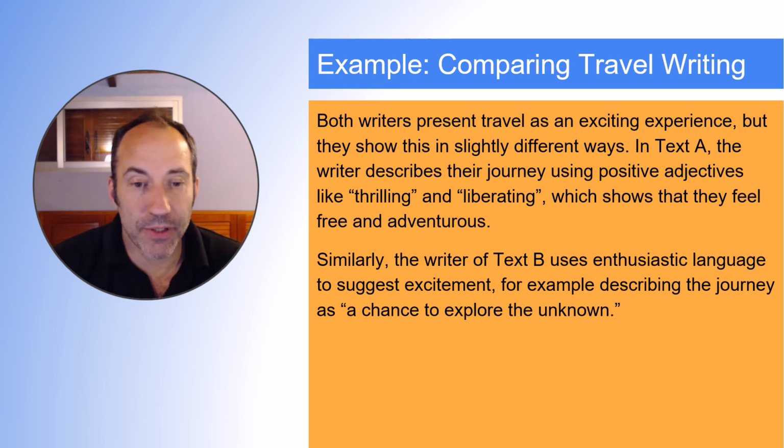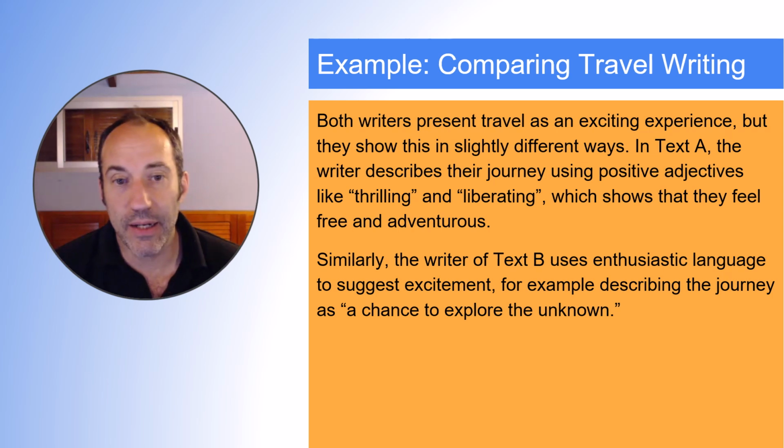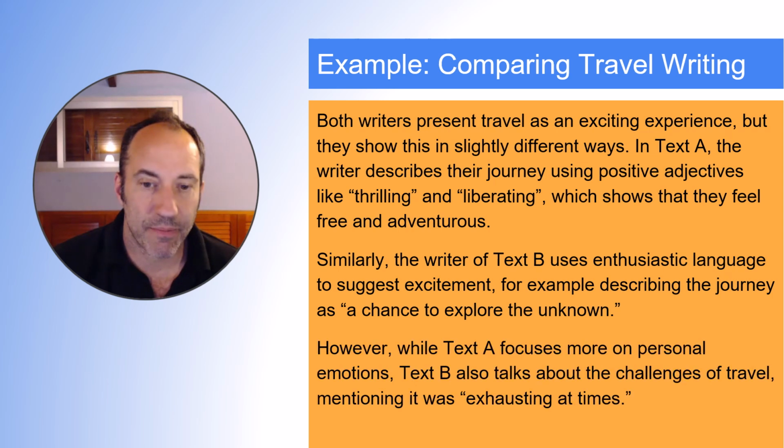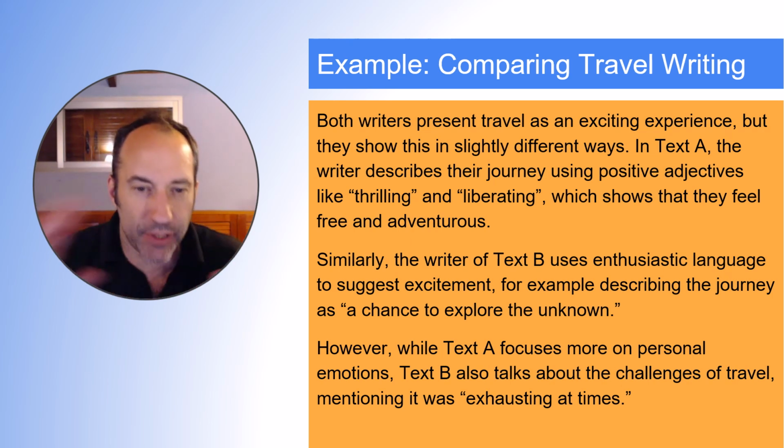If we found a difference, we'd then be looking for a similarity in the difference. We found a similarity here, so we're looking for a difference within this. So our final paragraph, again, using a comparison word at the front, might be something like this. However, while text A focuses more on personal emotions, text B also talks about the challenges of travel, mentioning it was exhausting at times. And it's absolutely fine to say things like, text A focuses on this, without necessarily giving full evidence for that, if it's something it does overall.